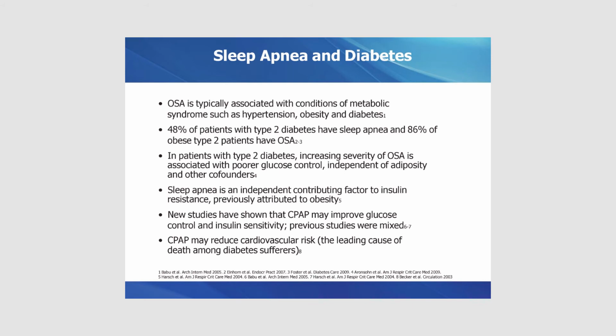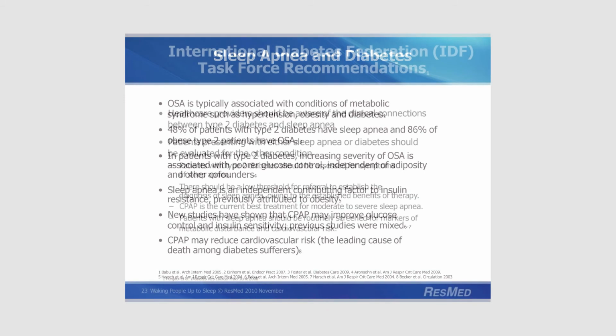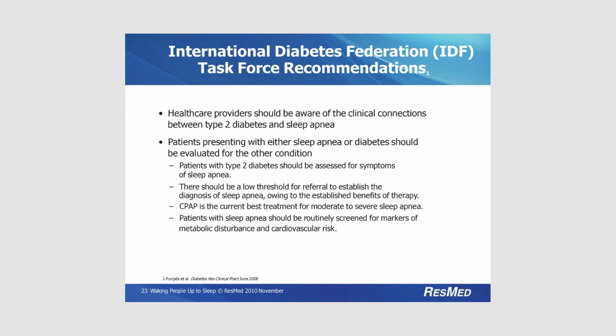48% of patients with type 2 diabetes have sleep apnea. 86% of those with obese type 2 diabetes have sleep apnea. So there is an increasing severity of sleep apnea that is associated with poor glucose control, independent of the level of obesity. And it has shown that sleep apnea is an independent contributing factor to insulin resistance. Okay? So new studies have shown that CPAP may improve glucose control and insulin sensitivity. And CPAP can also reduce some of the cardiovascular risk factors in these patients. So healthcare providers should be aware of the clinical connections between type 2 diabetes and sleep apnea.